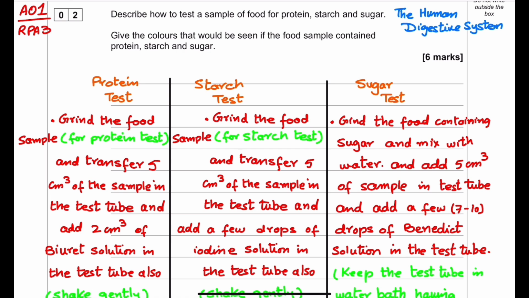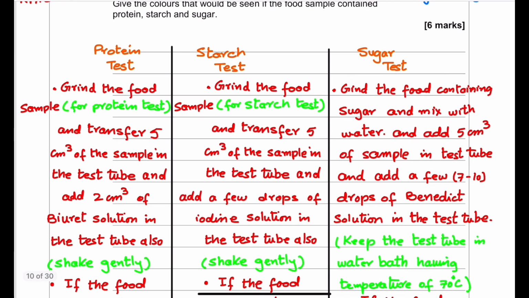The protein test. Grind the sample for the protein test and transfer 5 cm cube of the sample into the test tube, and add 2 cm cube of biuret solution to the test tube. Shake the solution gently.